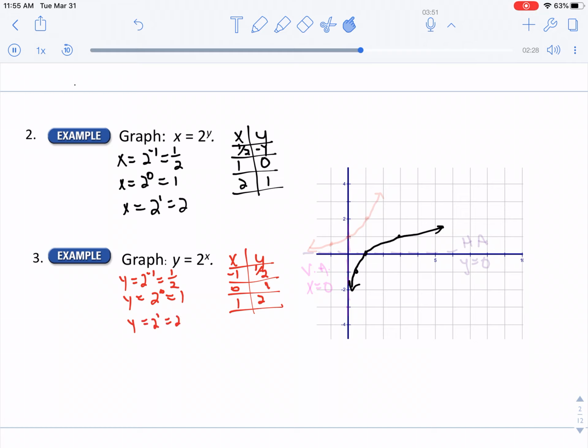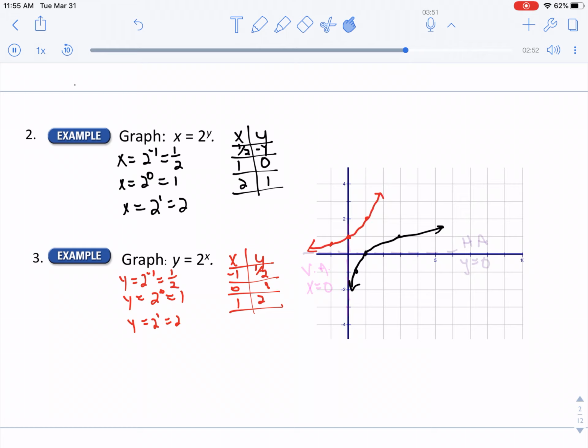So we can see that the tables are exactly the same, except they're inversed. The x becomes the y, and the y becomes the x. So we get negative 1, 1/2, negative 1, 1/2, and then 0, 1, and then 1, 2. And there is the inverse.